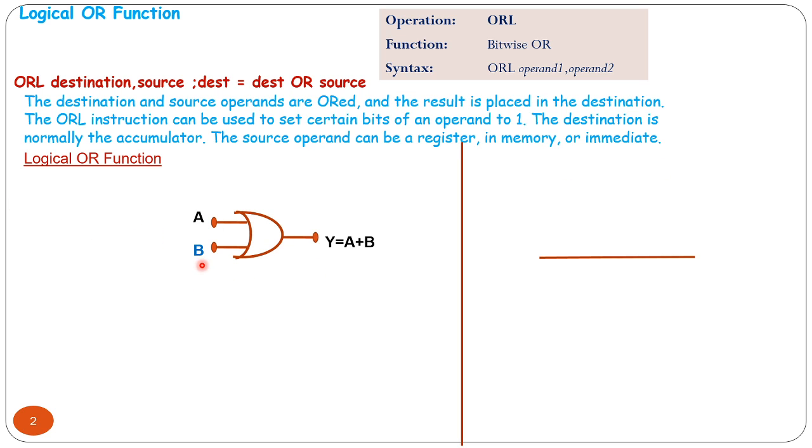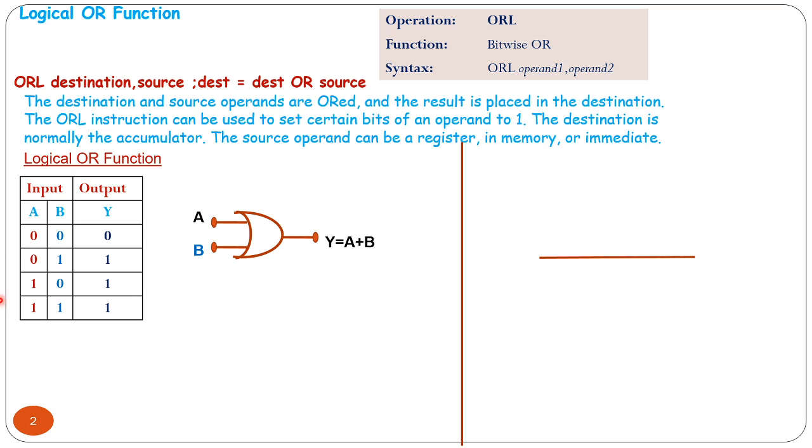These are the A and B inputs, and the output will be A plus B. This instruction has a truth table which shows the input and output values. When both inputs are 0, the output will be 0. For 0, 1 the output will be 1. For 1, 0 the output is 1. For 1, 1 the output is 1. We define the OR gate as: if any one input is 1, the output will be 1.